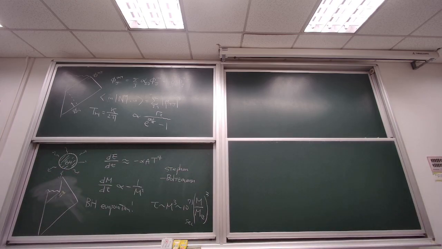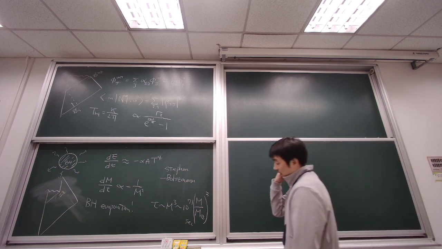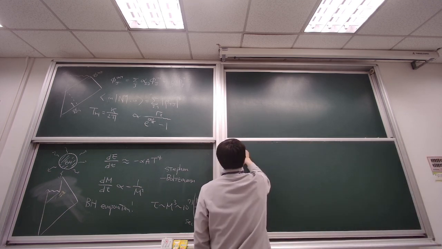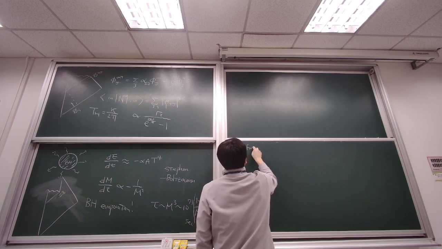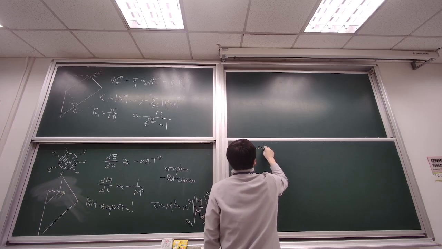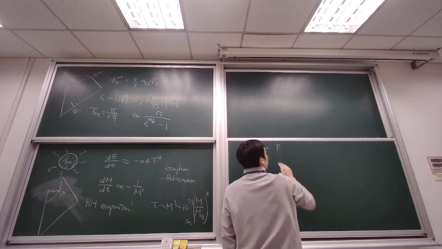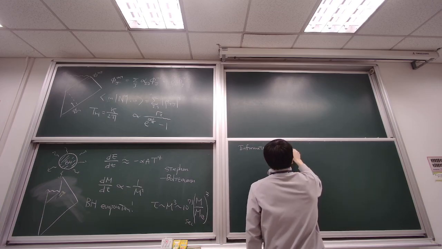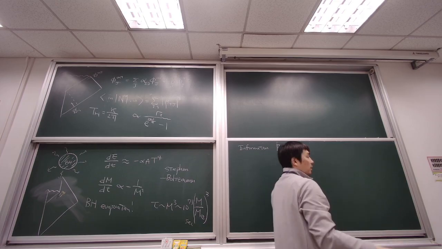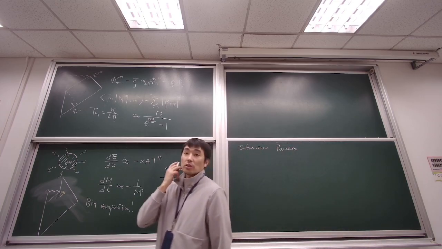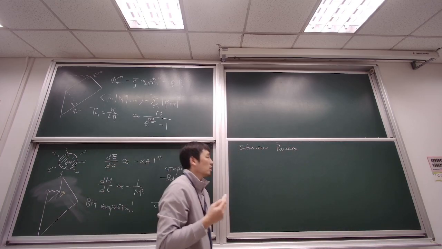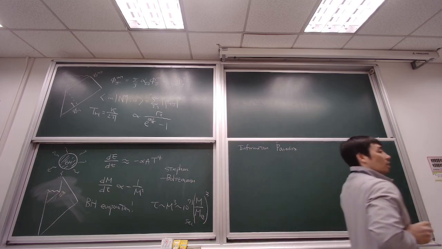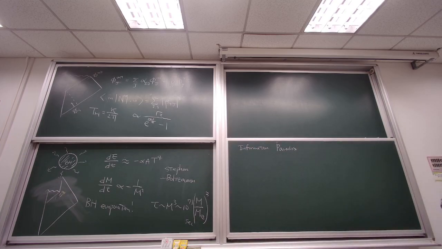Okay. And then the important thing is the information paradox. So today, the first half of the lecture is about the information paradox, and later I will move on to black hole perturbations, which are called quasi-normal modes. So the first half of today's lecture is black hole evaporation and the information paradox, which is famous through Hawking.